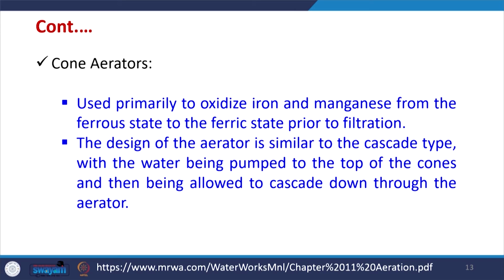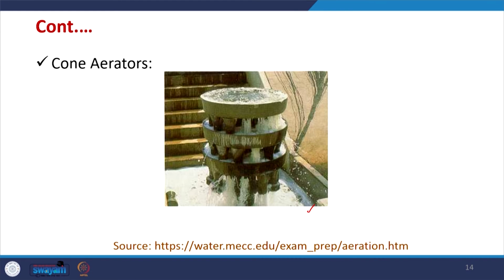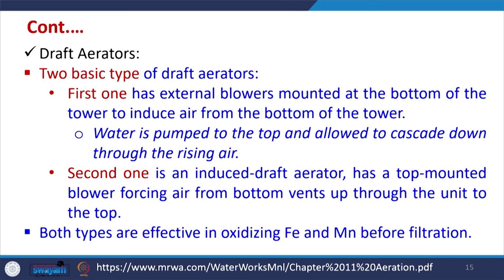The design of the aerator is very similar to the cascade type, with the water being pumped to the top of the cone and then being allowed to cascade down through the aerator. So, water will be pumped from here and then it will slowly come out through the aerator and back again. This is called a cone aerator.